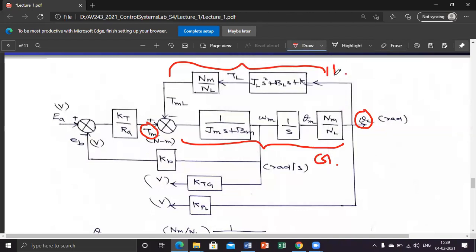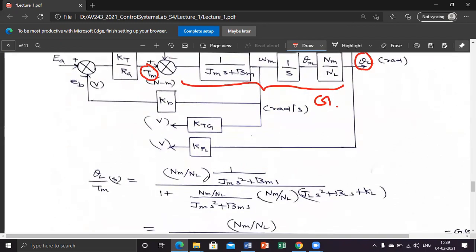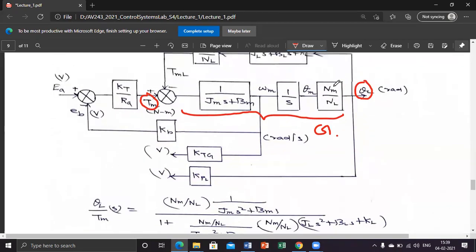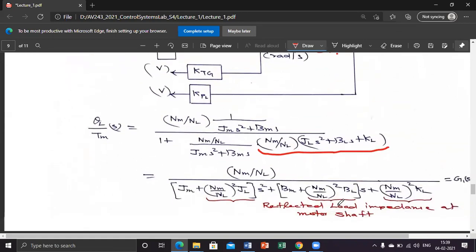So this is the H portion. And you know that the transfer function from theta L to theta M is given by G by 1 plus GH. That is, G is Nm by Nl into 1 by Jms square plus Bms, and the S also will come. And 1 plus again GH: the G portion is there, and this is the H portion, that is Nm by Nl into this portion. Then you can simplify it.